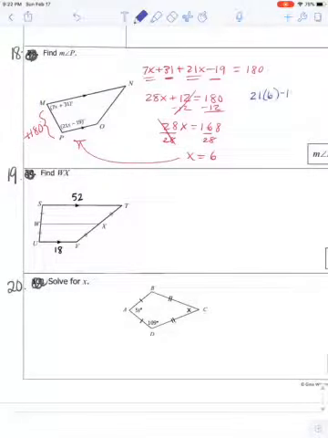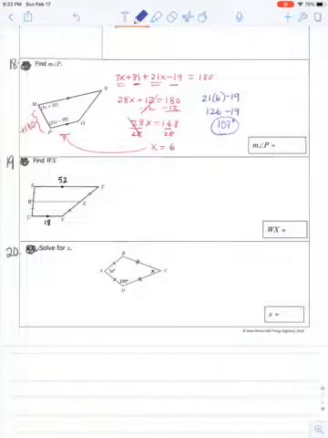21 times 6 minus 19. So 21 times 6 is 126. 126 minus 19 should be 107. So my answer is 107 degrees.